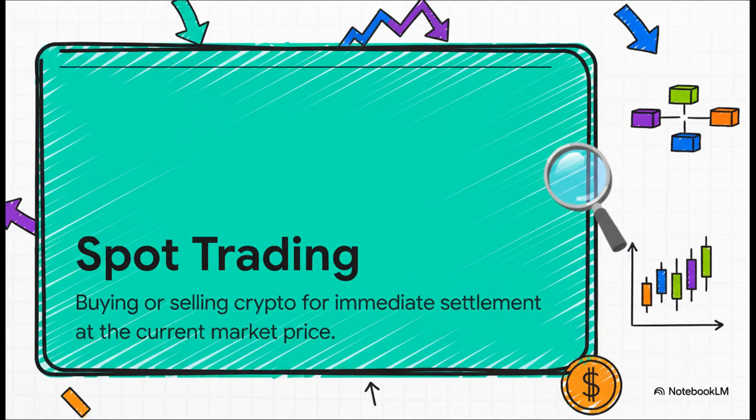Well, it's actually pretty simple. It means you're trading on the spot, like right now. When you buy a crypto on the spot market, the whole deal settles instantly. The coins go into your wallet, and boom, you own them. It's that direct. No waiting around, no complicated contracts, just you owning the asset.